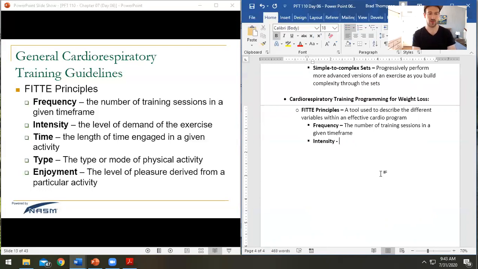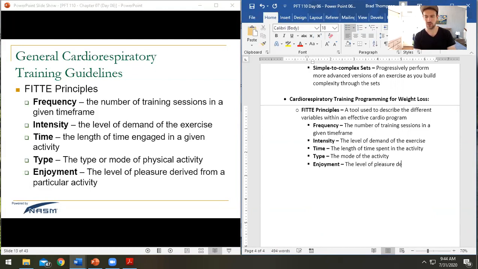Intensity, right, which is the level of demand of the exercise. Time, which is the length of time spent in the activity. Type, which is going to be the mode of the activity. And enjoyment, which is going to be the level of pleasure derived from the activity.